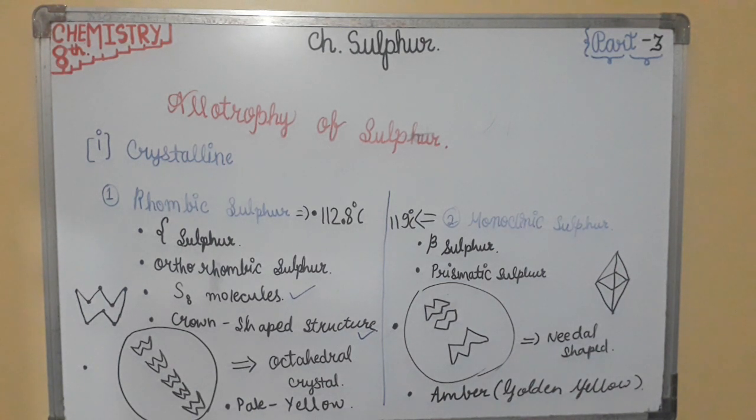The solubility in H2O of rhombic sulfur is insoluble, same in monoclinic sulfur, that is insoluble. Solubility in CS2 is soluble in both cases, rhombic sulfur and monoclinic sulfur. I hope you have understood till this.